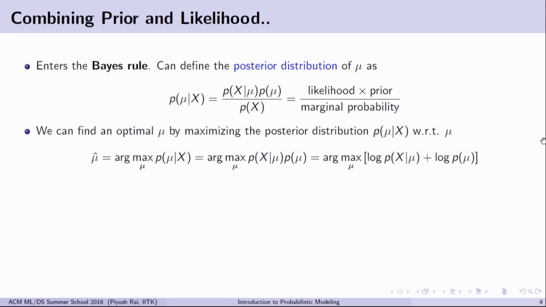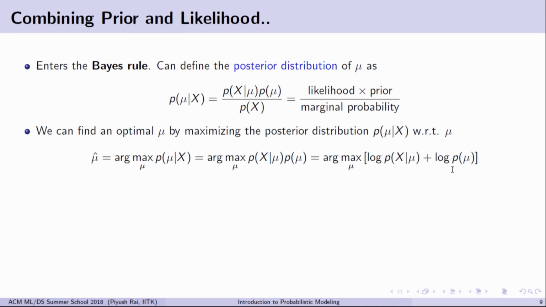Again, we can use the log trick. Rather than maximizing this product, we can maximize the log of this product, again because log is monotonic. And the log of this product turns into a summation, right? So if I maximize log of P of x given mu times P of mu, then it becomes log of P of x given mu plus log of P of mu. Okay? So mu hat is argmax of the sum of log likelihood plus log of the prior distribution.